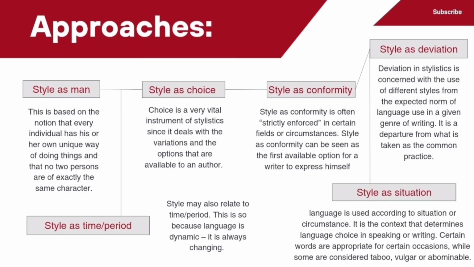So we have two concepts in English, diachronic linguistics and synchronic linguistics. Diachronic linguistics means the language we have studied in the past and in history, and synchronic means the language which we are studying in this time period, known as the contemporary language. So this is the main difference between style as a period and style as a time. The last approach is style as a situation.